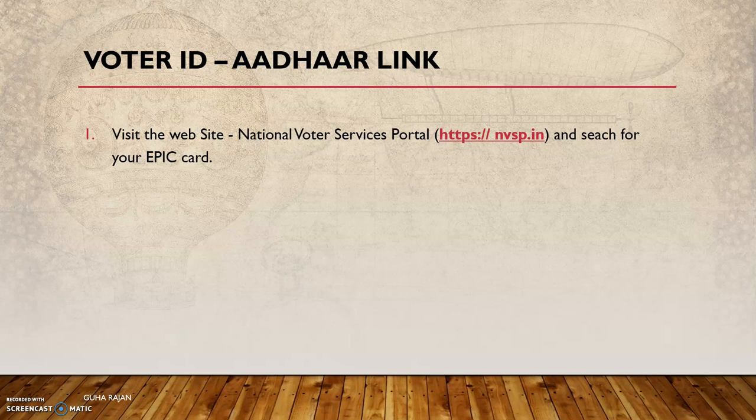Then you can again use the same portal. Probably you can request for your name to be included. So that's also possible. First time users can use this site and apply for the voter ID, and when you do that, of course, they might ask for the Aadhaar card at that point of time. This is particularly if you got the voter ID much before you had the Aadhaar, or it is not linked. So first you visit this site nvsp.in and search for your EPIC card.